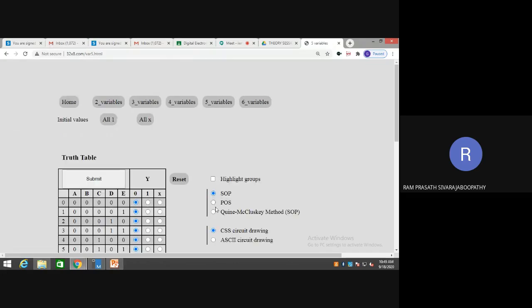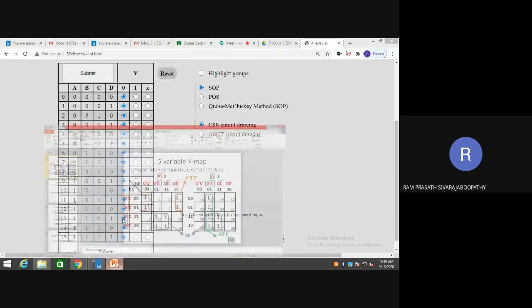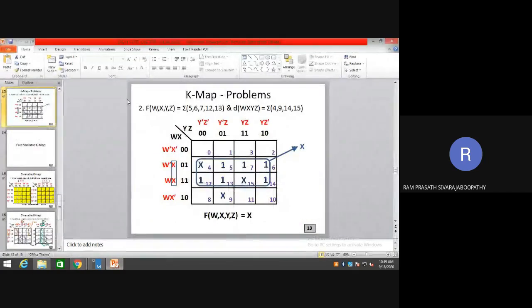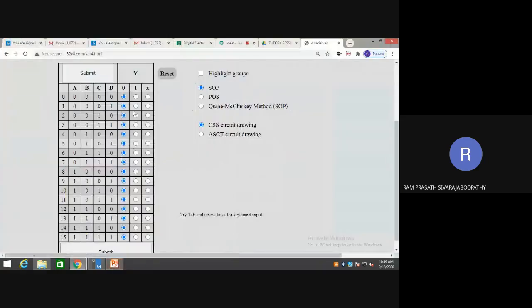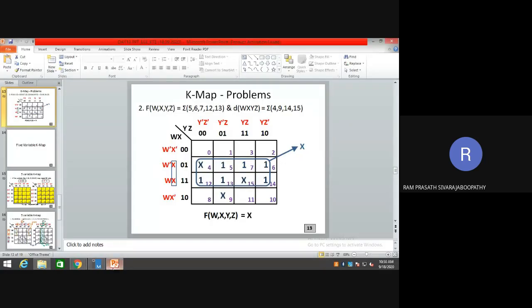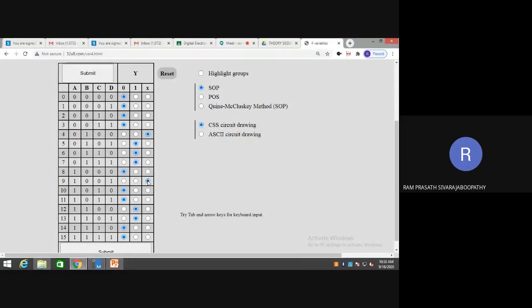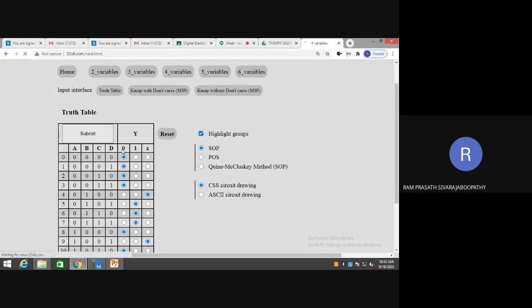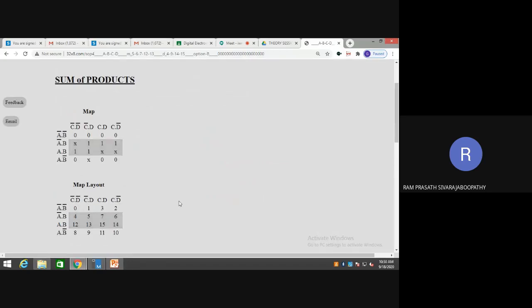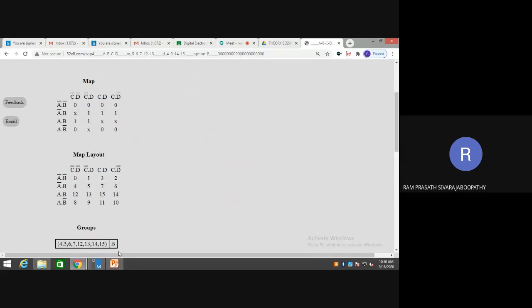So the normal method we see is the K-map, and we work with that, so for that you can check the answer. Fine. If it is 4 variable you can choose it. Fine. We will go with the previous slide. Let's see a don't care problem. 5, 6, 7, 12, 13. The output for all of these is 1. The don't cares are 4, 9, 14, 15. Only if you select highlight groups will it highlight and show. Submit. You can see now only one grouping. So the answer is B. Is it clear for all of you?